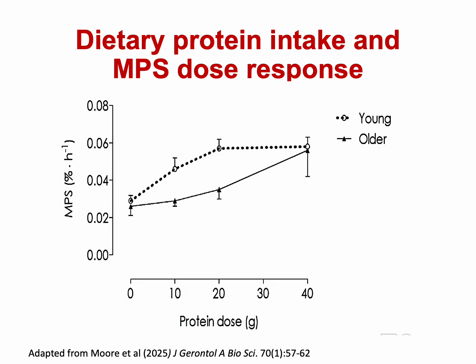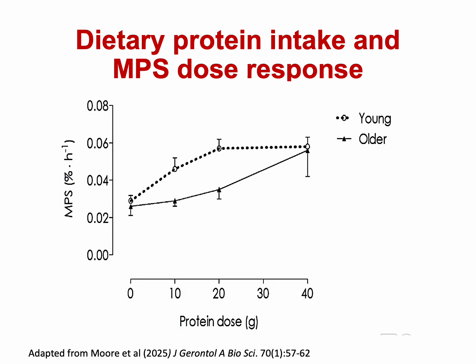In aging, there is an impairment in the muscle protein synthesis response to anabolic stimuli like exercise and dietary protein. When we consume a meal containing dietary protein, it triggers a temporary rise in the rate of muscle protein synthesis that lasts for a few hours. There is a dose-response relationship between the amount of protein consumed in a meal and the consequent muscle protein synthesis response. To illustrate this, let's look at the graph.